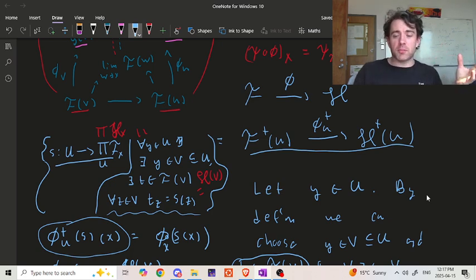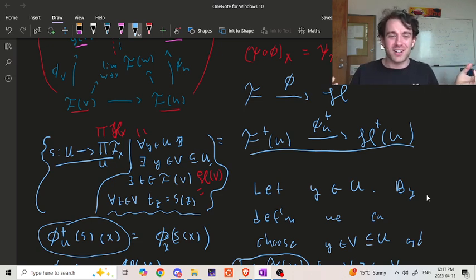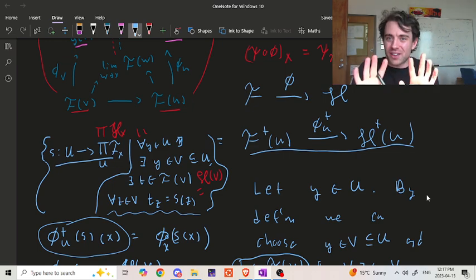Is it going to be compatible with the restriction maps? Well, yes, of course, because it is just restriction of functions, right? Okay, I'll leave that to you to think about for a moment on your own.